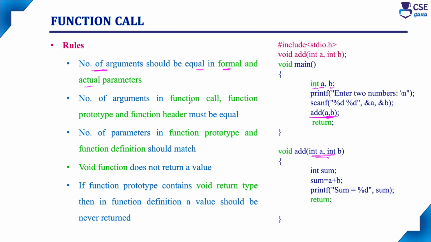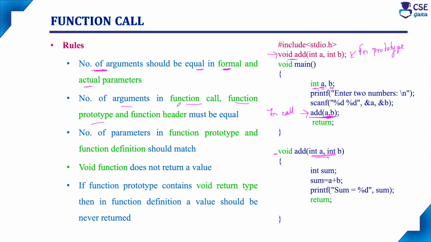Similarly, the number of arguments in function call. This is function call. Function prototype: this is the function prototype, which is nothing but the declaration of a function. We already know that whatever variables we want to use in a C program should be declared before use. Similarly, if you want to use a user-defined function, that function should be declared first. This declaration should be entered in the global declaration section, and the other name for function declaration is function prototype.